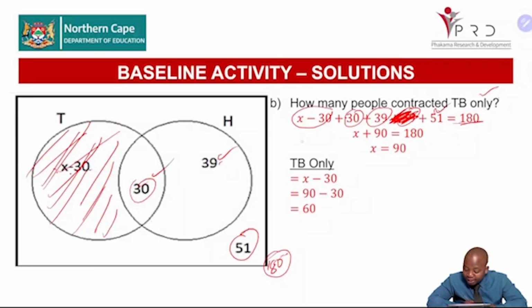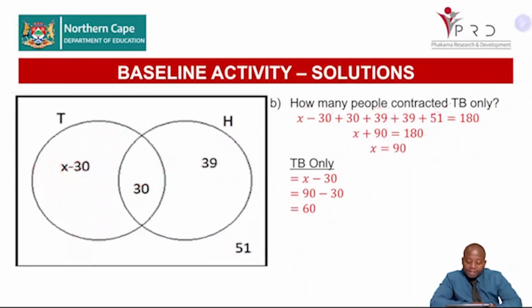Then you're going to have x minus 30 plus 30, so 30 and 30 will cancel out. Then I can see that 39 plus 51, I get 90. So x plus 90 equals to 180, then x equals to 90. Remember, I'm looking for TB only, not x. Then I can now say TB only equals to this part alone, which is x minus 30, then 90 minus 30 equals to 60. So TB only is going to be 60. And they just said how many people in this case.